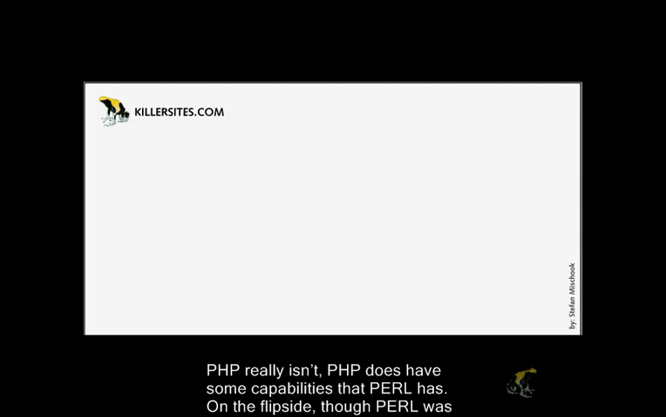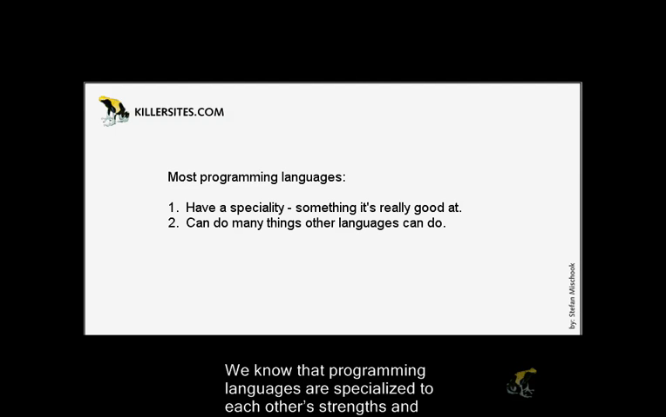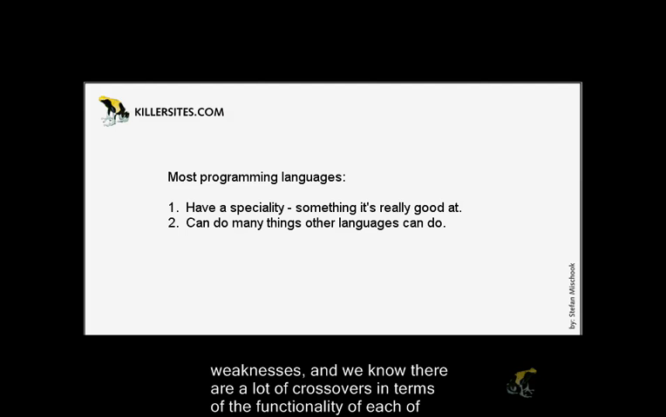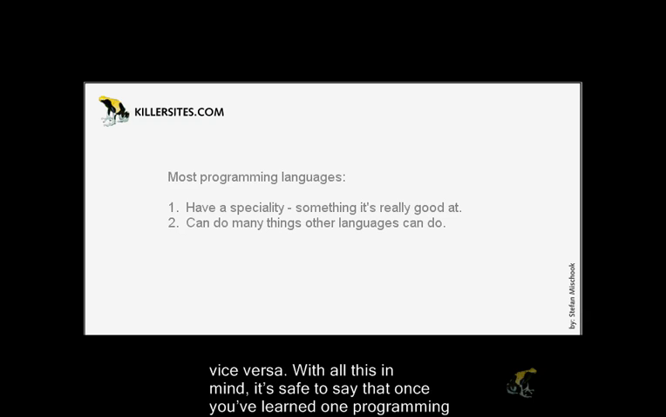For instance, Perl is a programming language designed to process text really well. Though Perl is specialized in that and PHP really isn't, PHP does have some capabilities that Perl has. And on the flip side, though Perl was not originally designed to create dynamic websites, you can use Perl to do that. We know that programming languages are specialized, they each have their strengths and their weaknesses, and we know there's a lot of crossover in terms of the functionality of each of these programming languages. So we know that PHP has certain capabilities that Perl has, and vice versa.